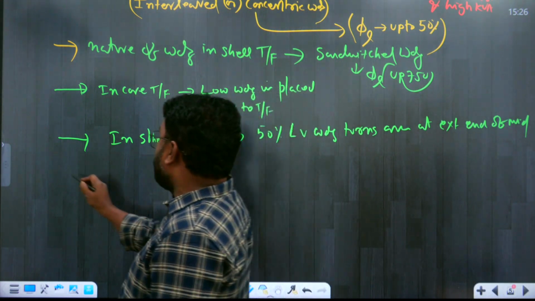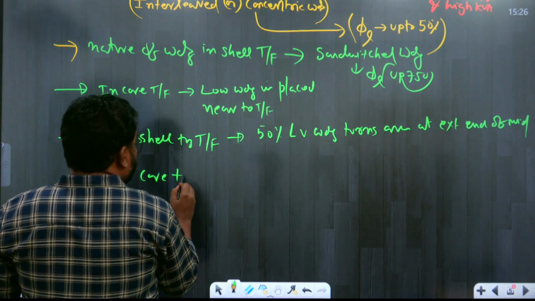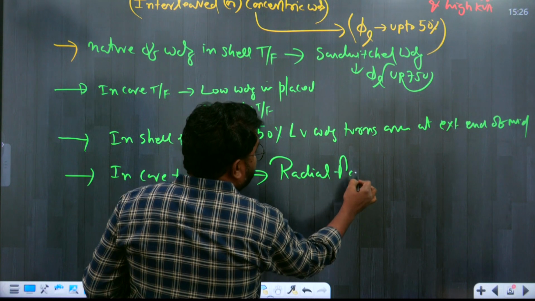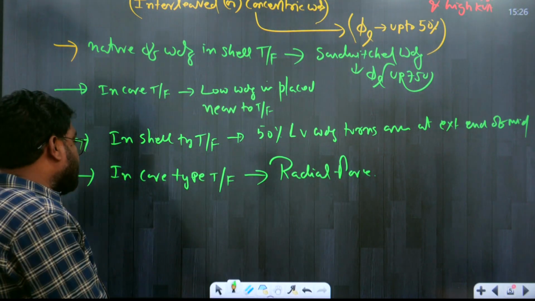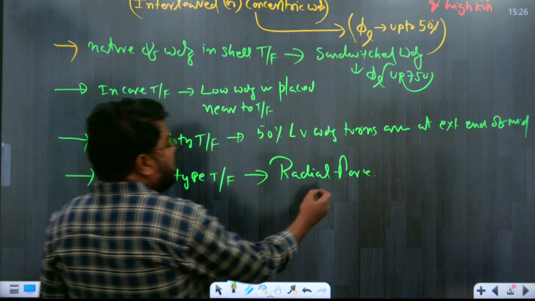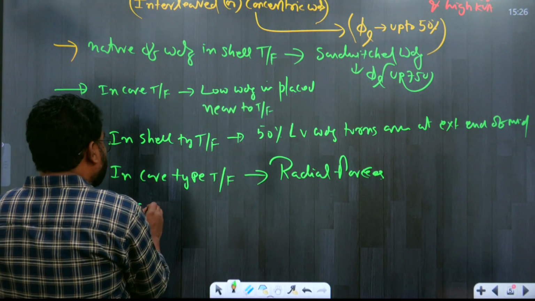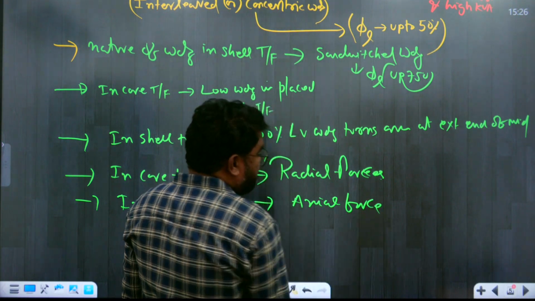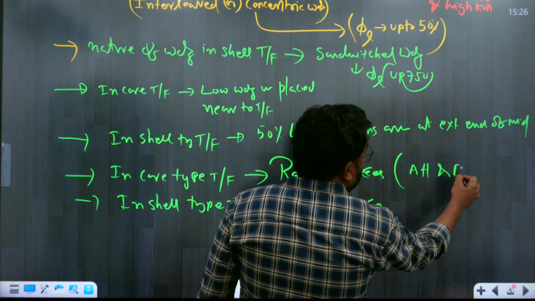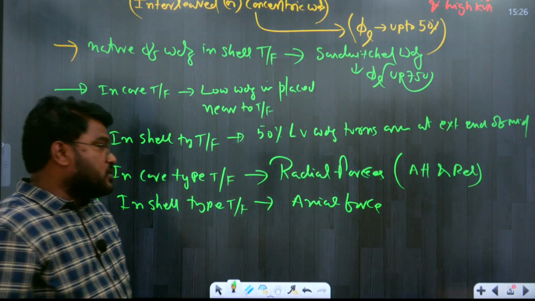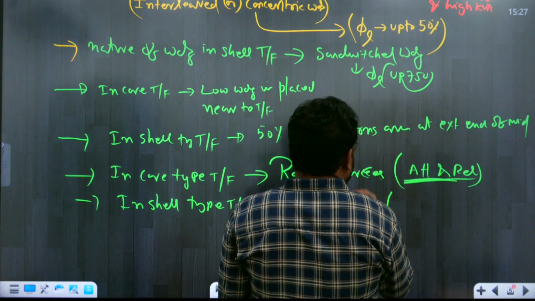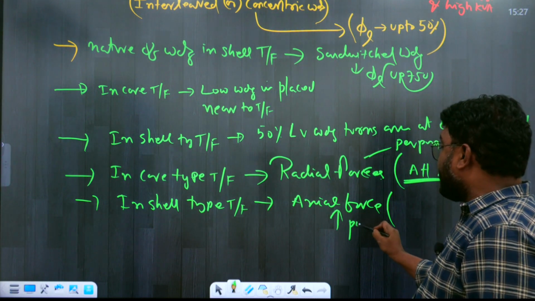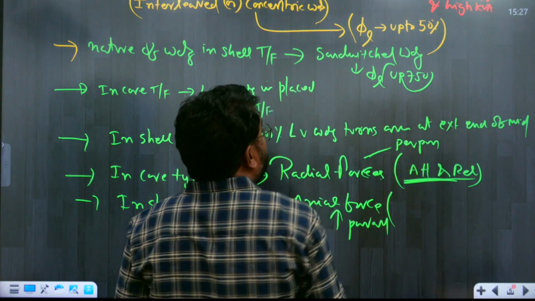Now, forces developed. In the core type transformer, the radial forces are developed. Radial forces are forces developed between the two windings, acting perpendicular to the limb of the transformer core. In the shell type transformer, the axial forces are developed. These may be attraction or repulsive forces, but both act parallel to the limb of the transformer core. So radial forces mean perpendicular to the limb, whereas axial forces mean parallel to the limb.